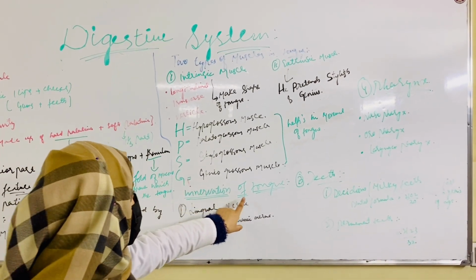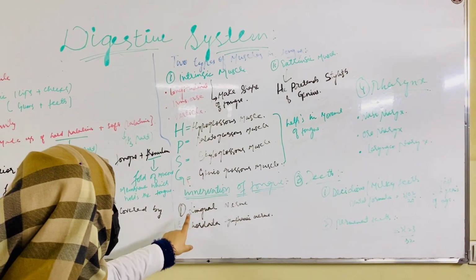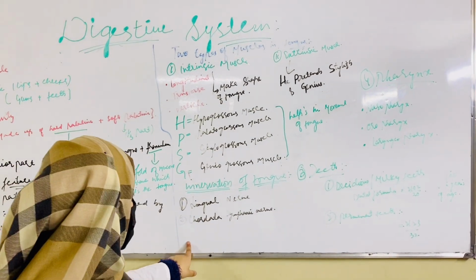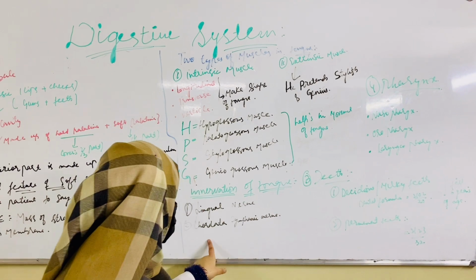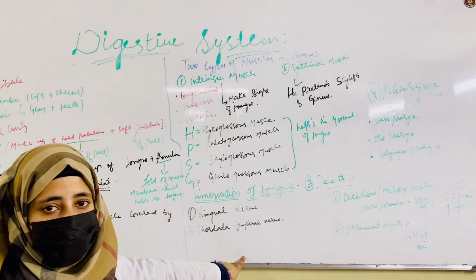And the innervation of tongue. We have two innervations, that is lingual nerve and the chorda tympani nerve. The chorda tympani nerve is responsible for the taste.